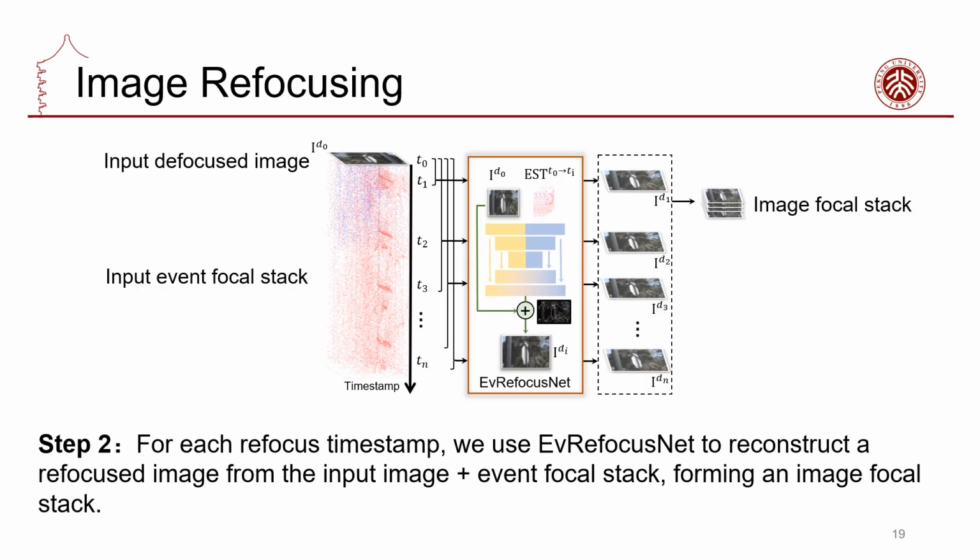The second step is image refocusing. For each refocus timestamp, we use Event RefocusNet to reconstruct a refocused image from the input image and event focal stack, forming an image focal stack. We use a neural network instead of simple summation in this stage, because event cameras have spatially and temporally varying noise, and neural networks can filter them out more robustly.